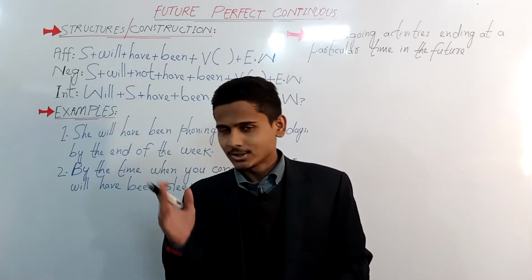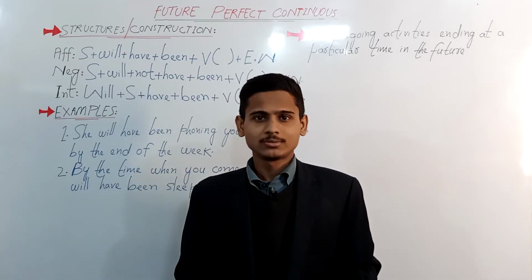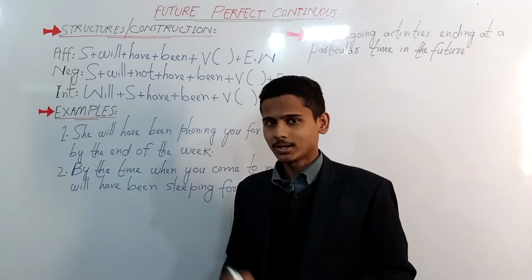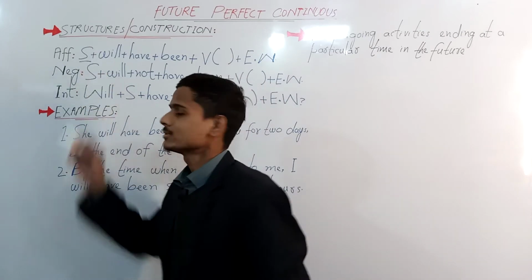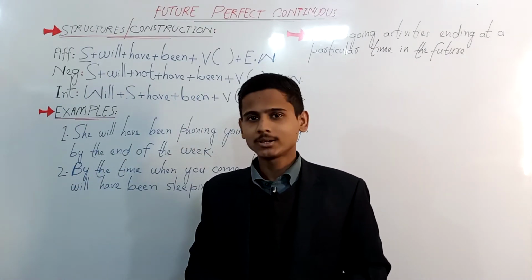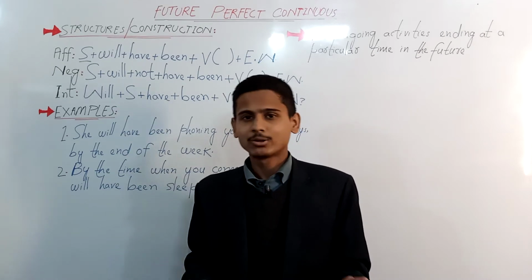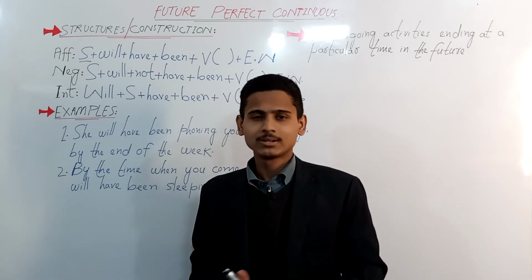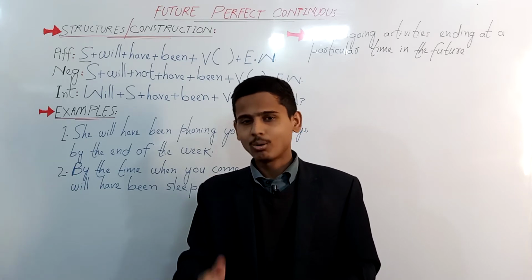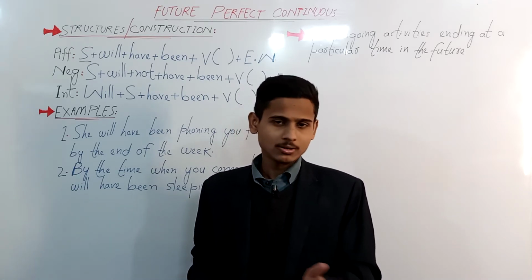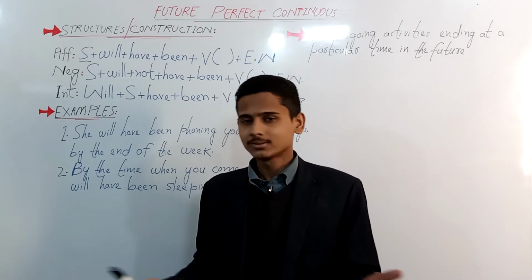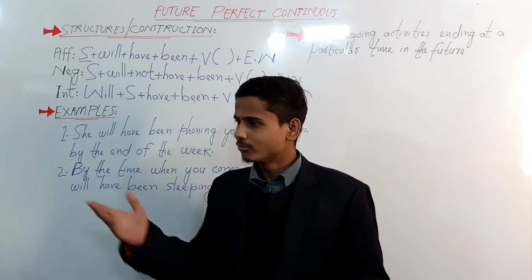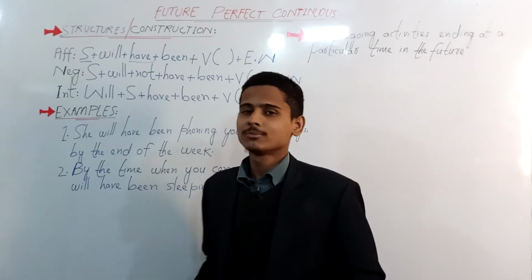So as usual, let's move towards parsing the structures, right? Here is the first structure, which is affirmative. In affirmative, what you put first is the subject. After the subject, you have to put will, since this tense category belongs to the future as well. As I mentioned in one of my previous future categories, you have to use will in all the future categories, regardless of whether it is perfect, continuous, or simple, because will is necessary in the future categories. Moving ahead, after will you have to put have.